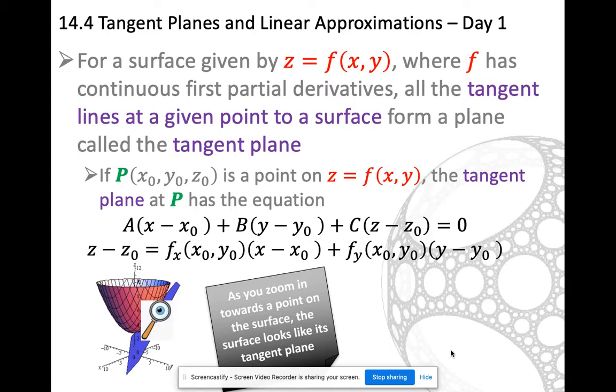And remember, what were our partial derivatives? 4x and 2y certainly exist and are continuous at the point 1, 1.